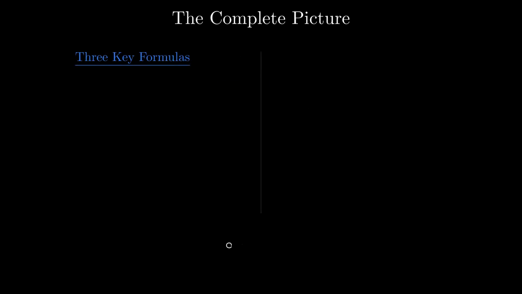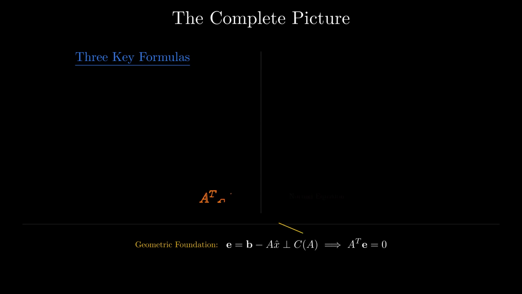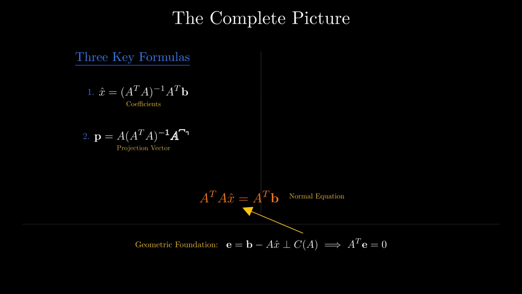Here is the complete picture. One geometric principle, that the error is perpendicular to the column space, produced the normal equation, A transpose A x hat equals A transpose b. From there, we derive 3 key formulas. First, x hat equals (A transpose A) inverse times A transpose b, which gives us the coefficients. Second, p equals A times (A transpose A) inverse times A transpose b, which gives us the projection vector. Third, the projection matrix P equals A times (A transpose A) inverse times A transpose.